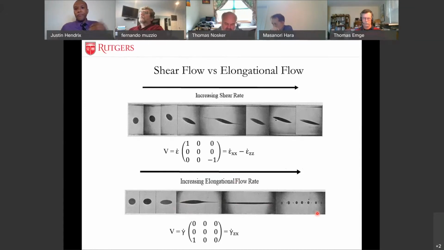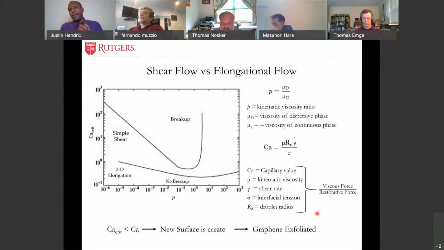So here's some work that was done by Taylor, which helped us interpret some of the work in the paper. Here you have a plot of the critical capillary number, which is the number that, once you exceed it, you create a new surface or exfoliate, versus the kinematic viscosity. And this is the viscosity ratio between the dispersive phase and the continuous phase. Now, the dispersive phase is your exfoliate.